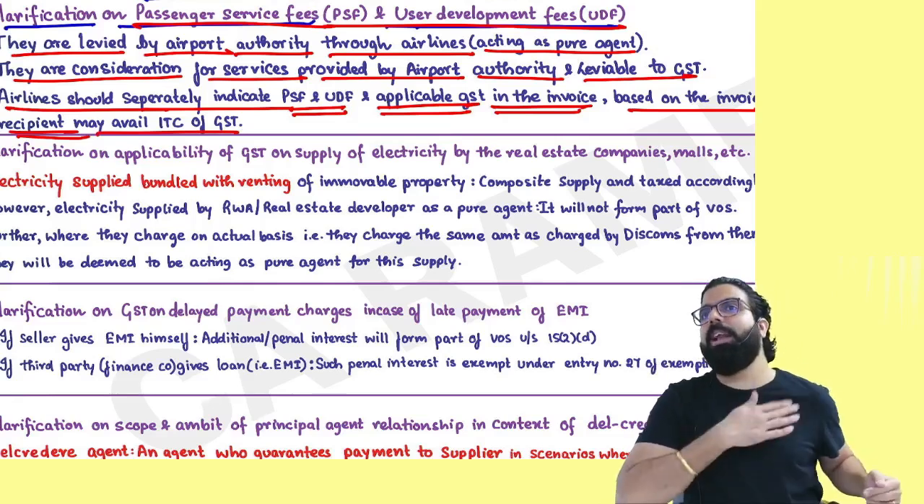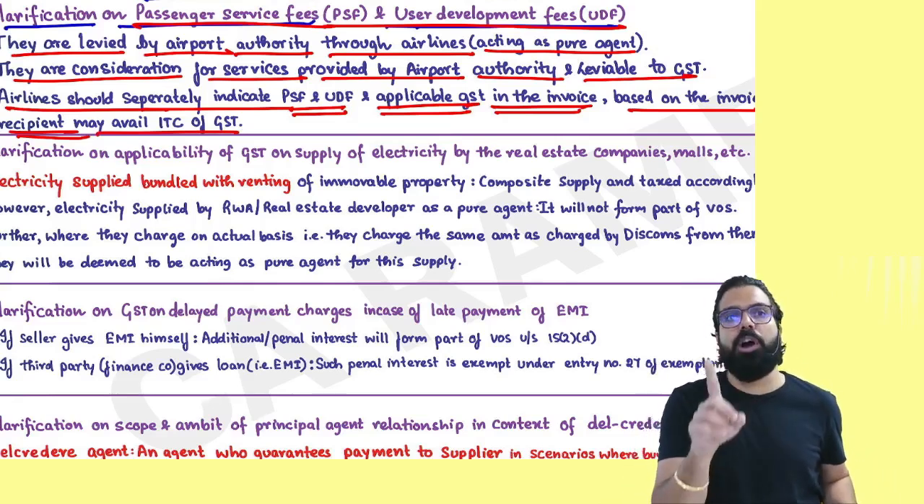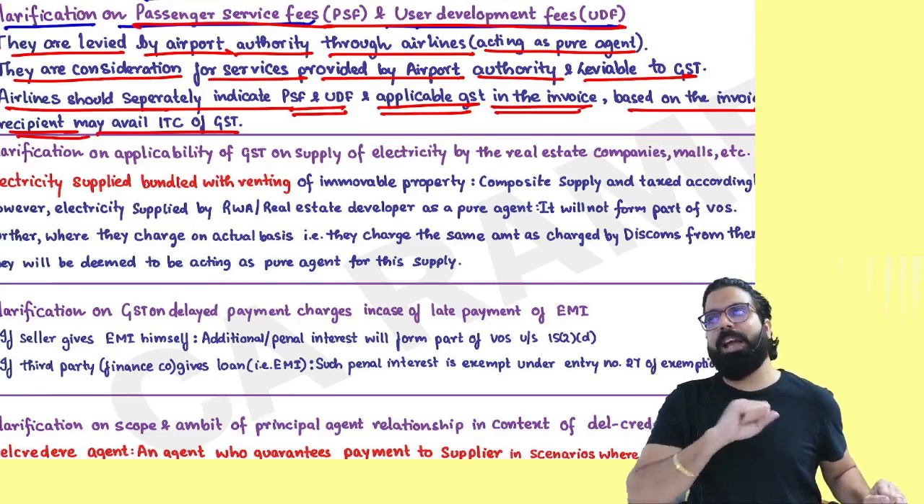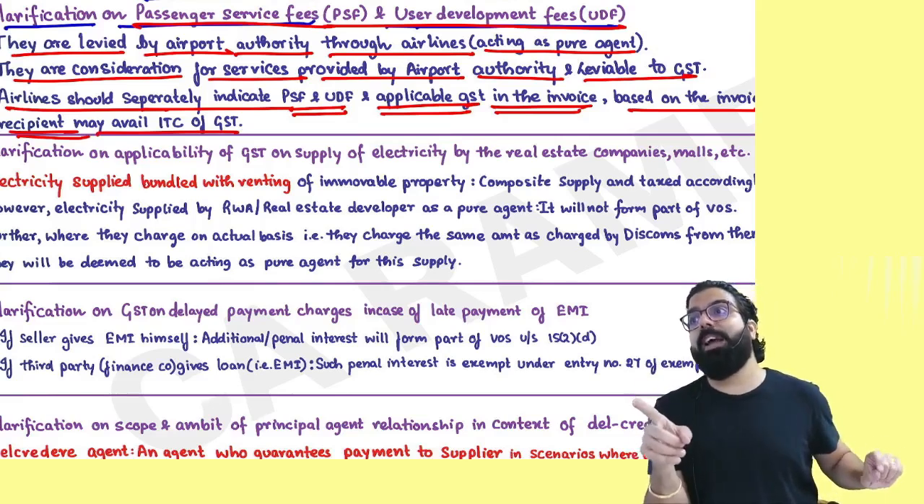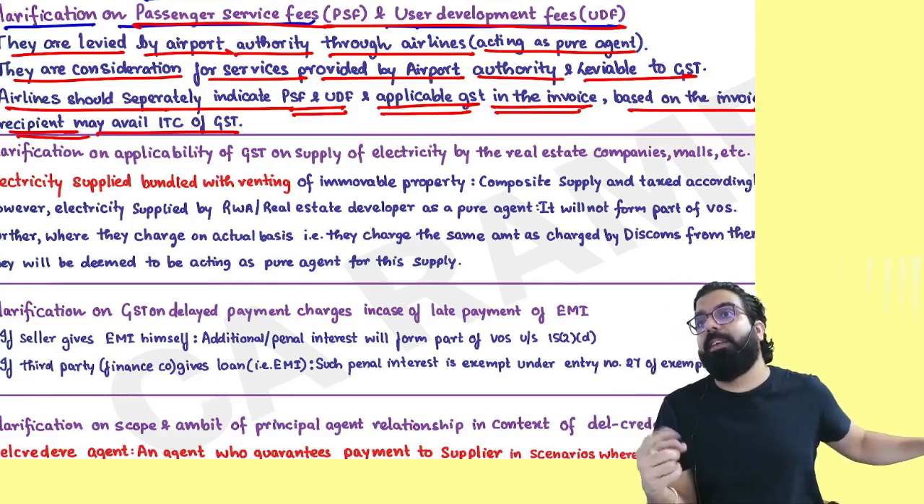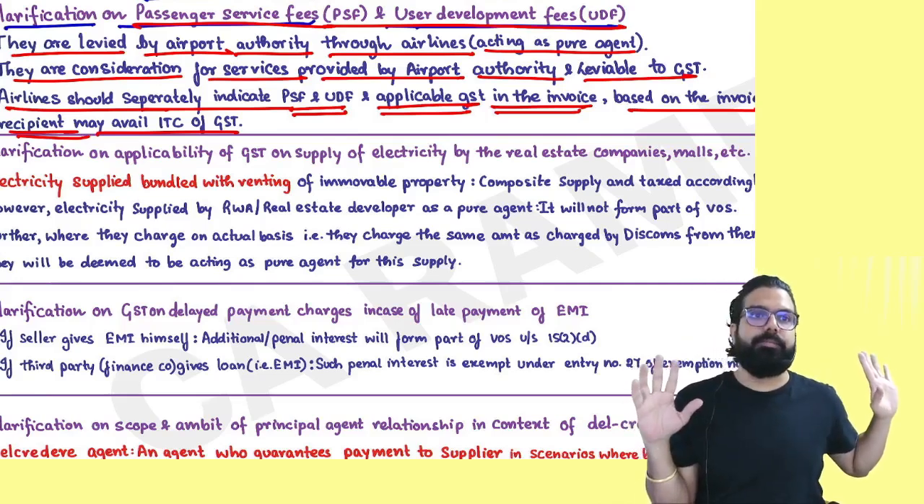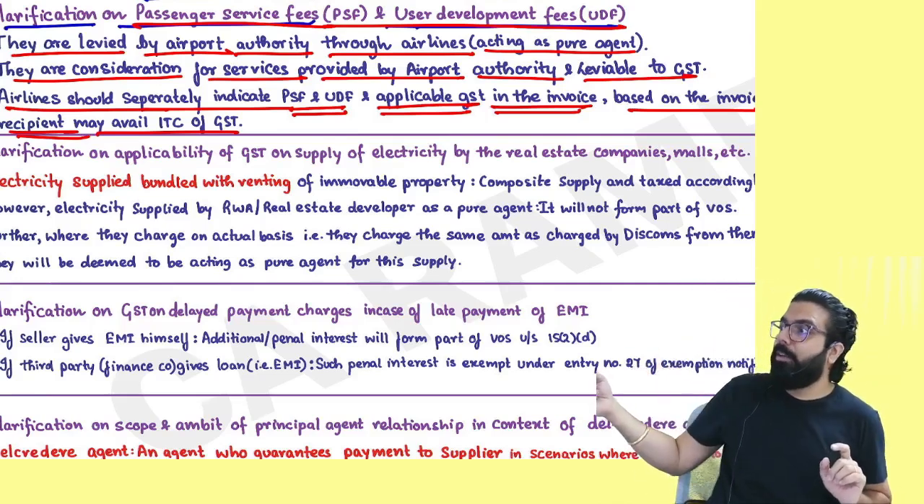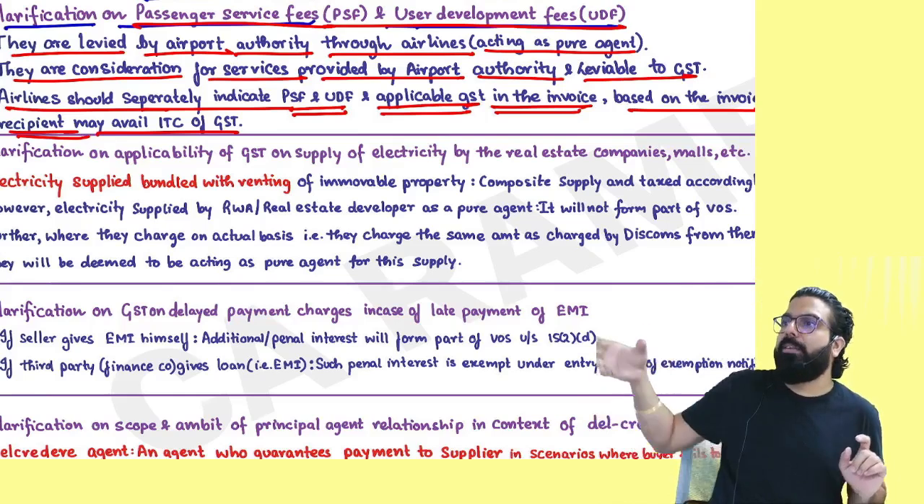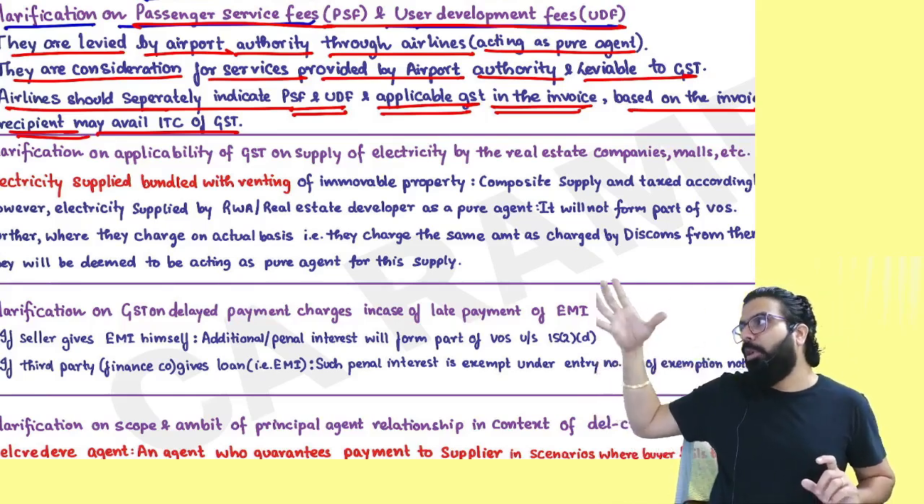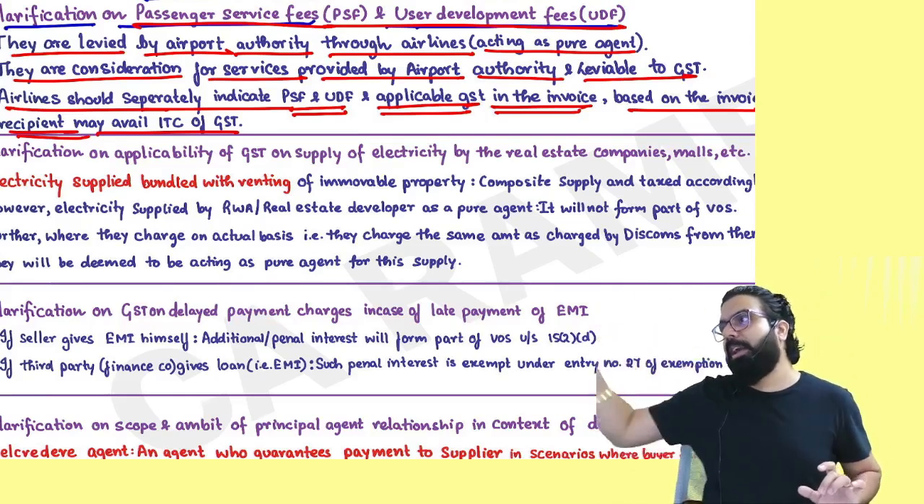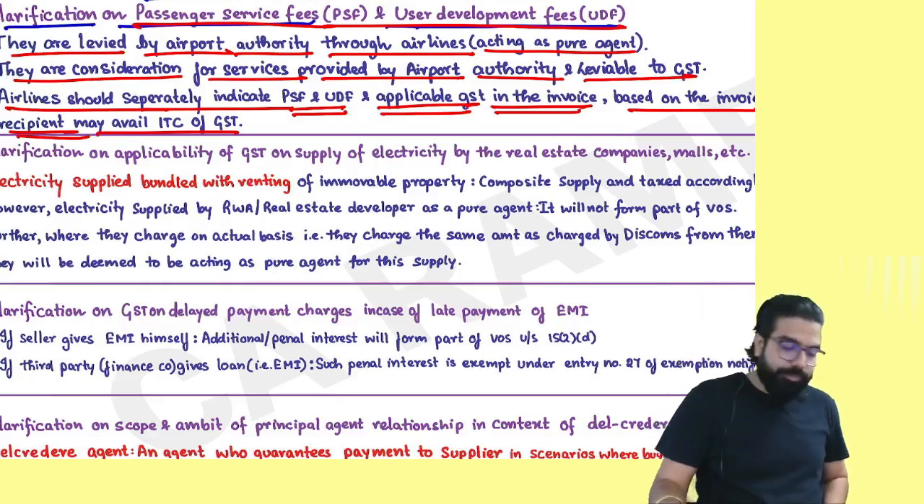Tell me one thing. Airline company is just acting as what? Pure agent. Is it my value of supply? No, no. Whose value of supply? Airport operator. Who will pay GST? Airport operator. Can the customer take ITC? Whatever amount you have charged, the airline company will charge them on that. Whatever GST they have charged, they can go ahead and take the credit.